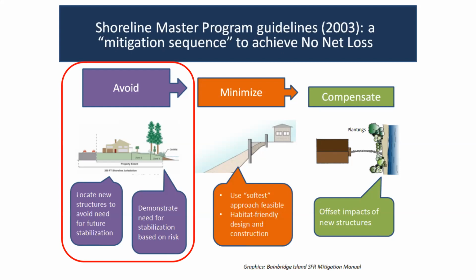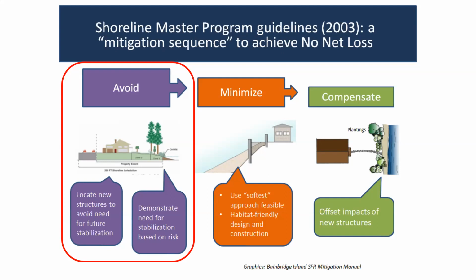Avoidance for new development can be achieved by locating that new development so it won't need any protection in the future. And for existing structures, avoidance can be achieved by demonstrating that the shoreline stabilization is needed at the site. Corey's just gone through some of the key technical or site-specific elements that help define the level of risk at a site. What Corey was just describing about site assessment forms the basis of a demonstration of need. So basically, if site characteristics don't indicate that there's erosion threatening a structure, there isn't a need for stabilization, and that shoreline construction impact can be avoided.